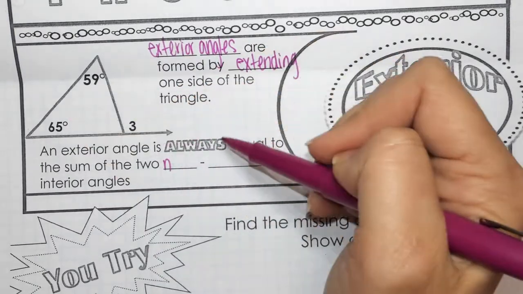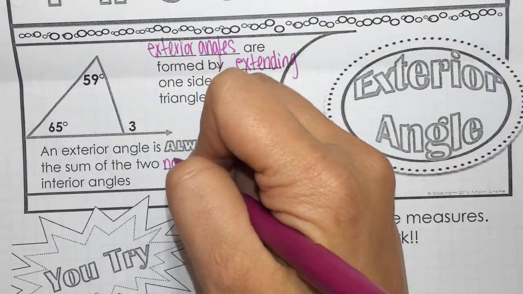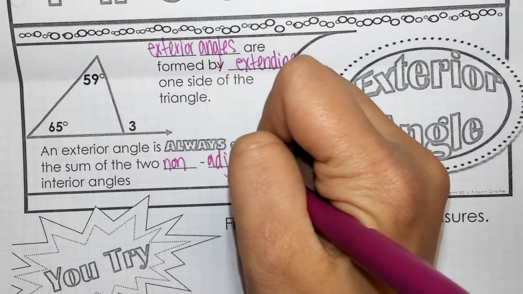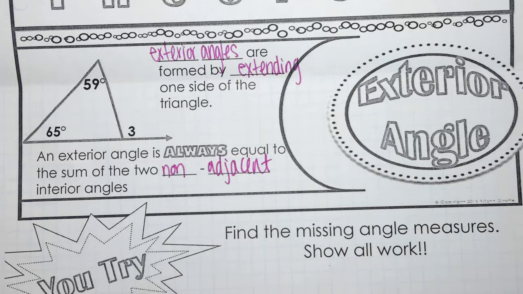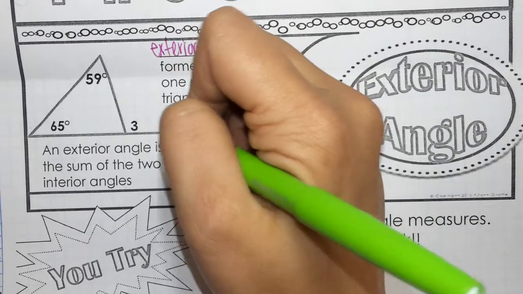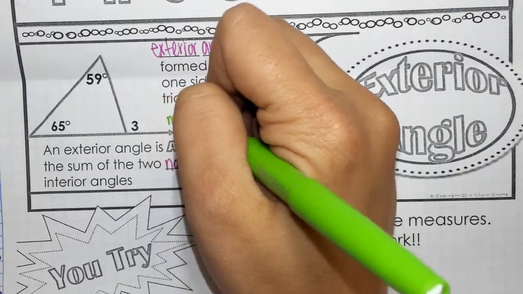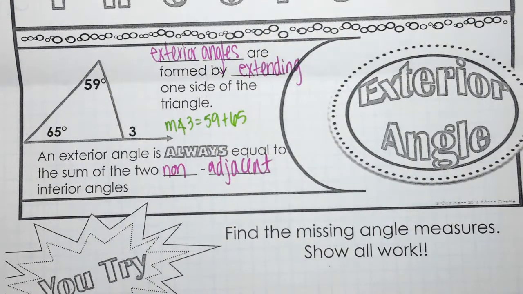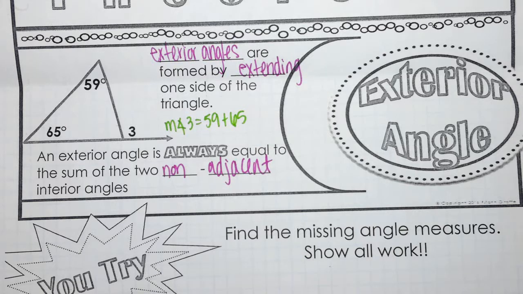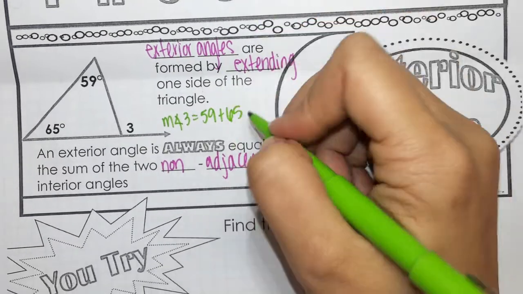Alright, and an exterior angle is always equal to the sum of the two non-adjacent interior angles. So which two angles are not adjacent to that angle 3? 59 and 65. So the measure of angle 3 is 59 plus 65. And what would that be? 120 what?